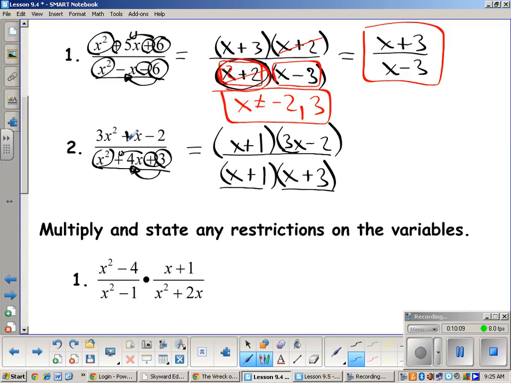So now if we test it, you've already done that. You're good at that. Good. 1 times 3x is a positive 3x. And negative 2 times x is a negative 2x.